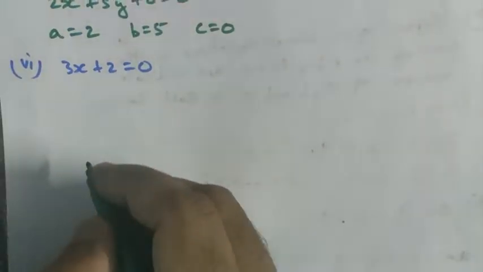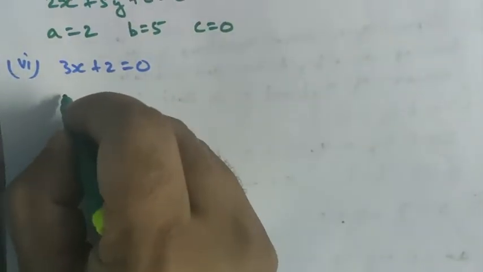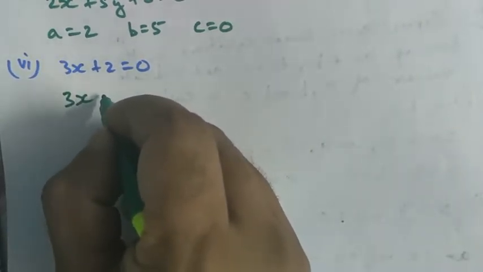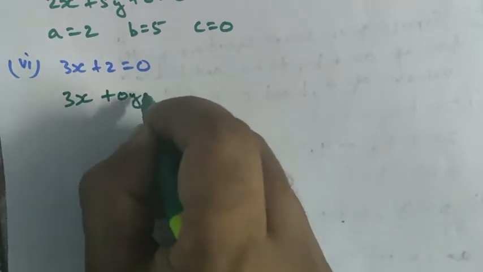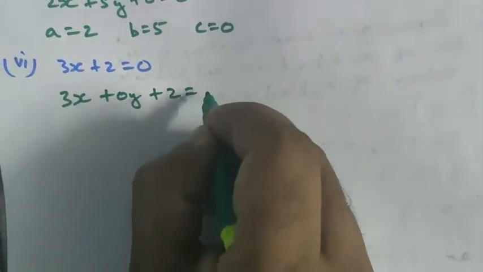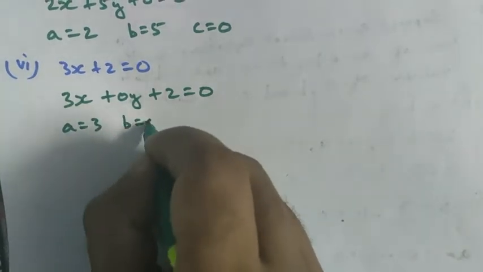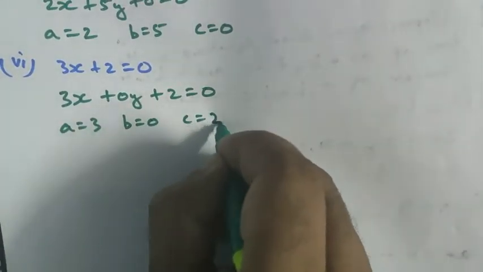Next part, 3x plus 2 equals 0. It can be written as 3x, and since there is no y term, we can write 0y plus 2 equals 0. So value of a will be 3, value of b will be 0, value of c will be 2.